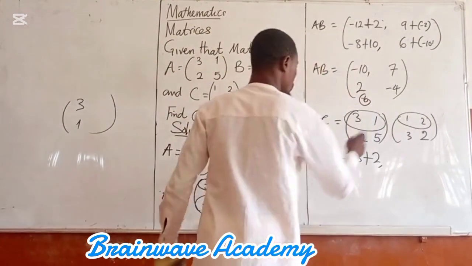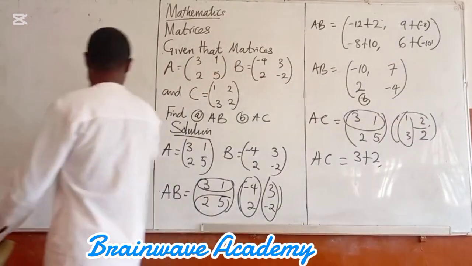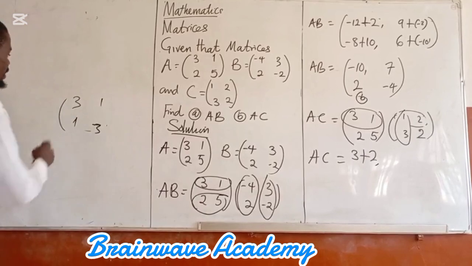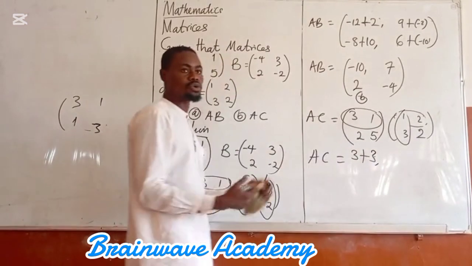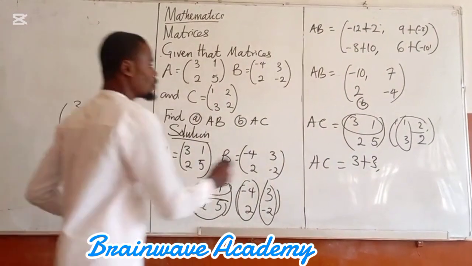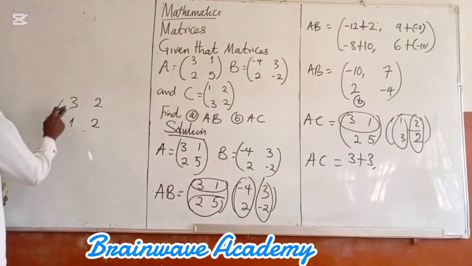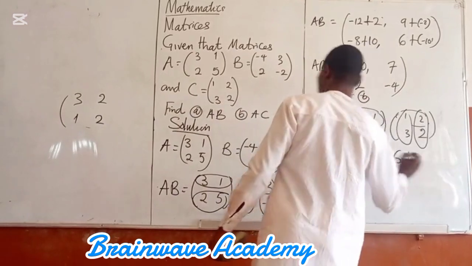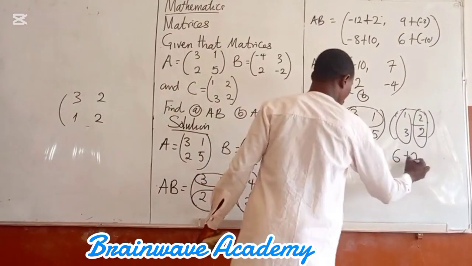Sorry, the first column is 1 and 3, not 1 and 2. 3 times 1 is 3, then 1 times 3 is 3. We are dealing with rows and columns, not row to row. So I'm done with the first column. The second column is 2 and 2. 3 times 2 is 6, plus 1 times 2 is 2. I'm done with the first row.